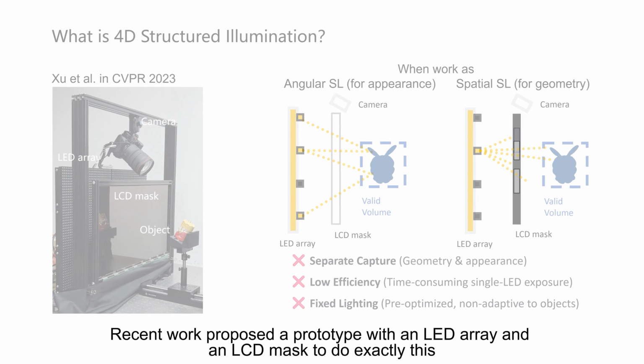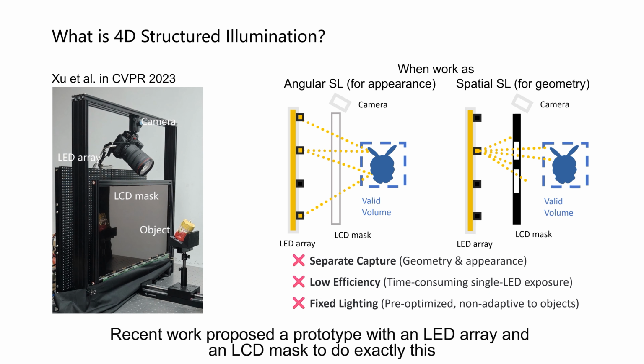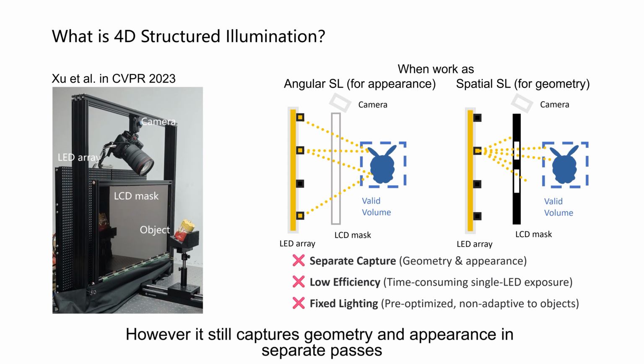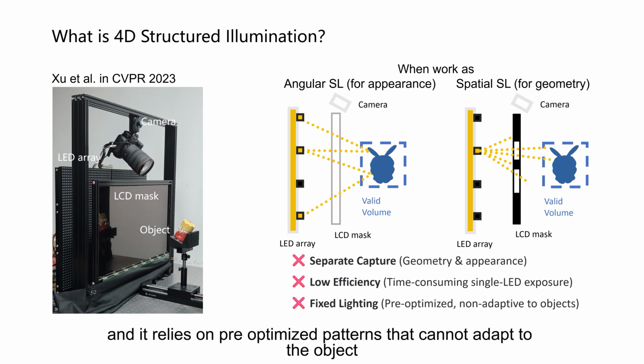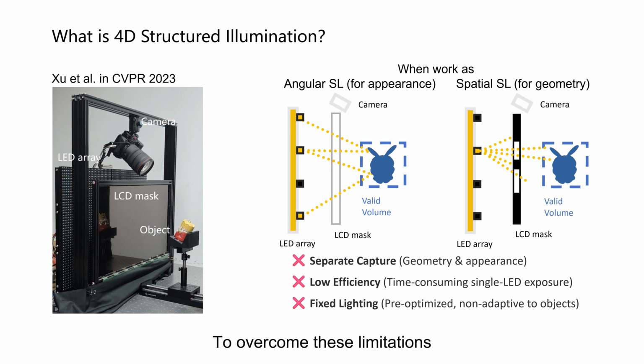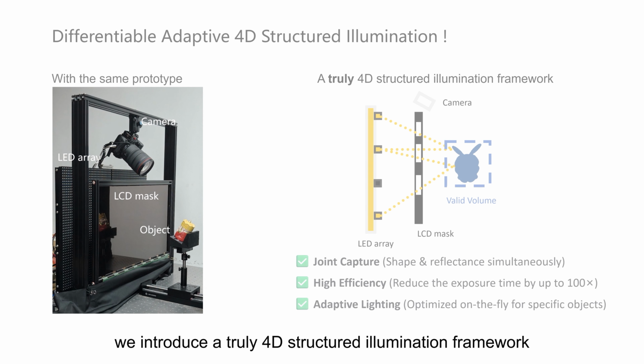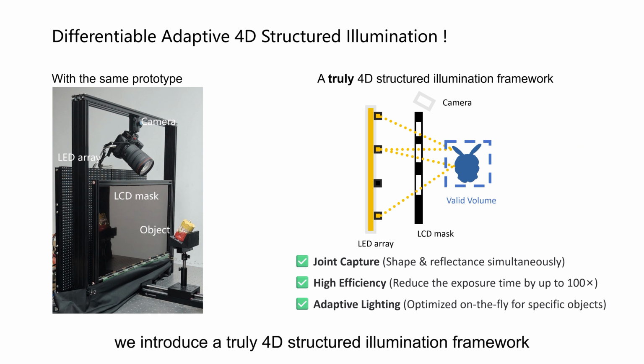Recent work proposed a prototype with an LED array and an LCD mask to do exactly this. However, it still captures geometry and appearance in separate passes. Furthermore, the scanning is highly inefficient due to single LED exposures, and it relies on pre-optimized patterns that cannot adapt to the object. To overcome these limitations, we introduce a truly 4D structured illumination framework.